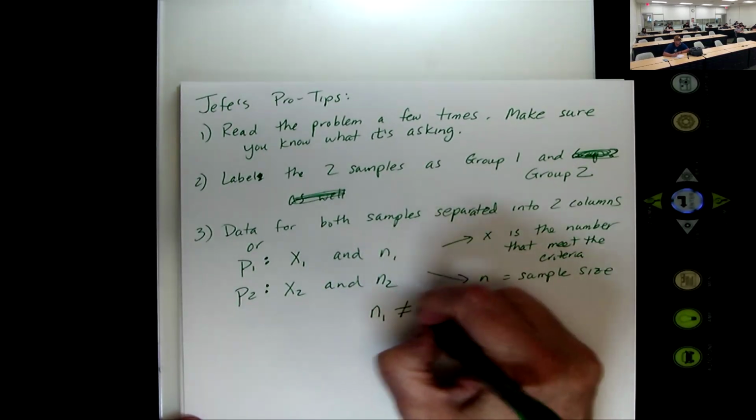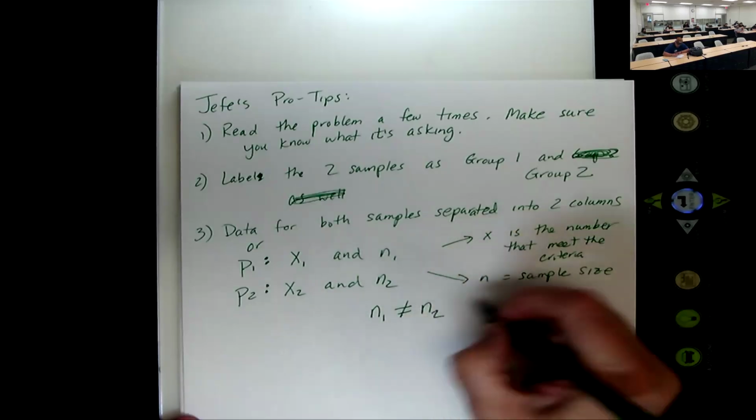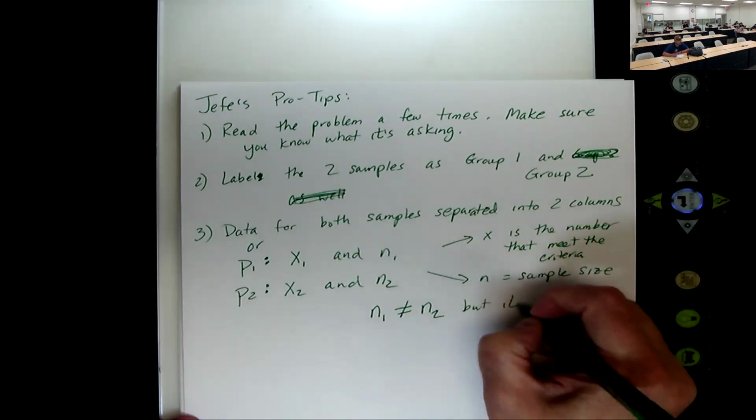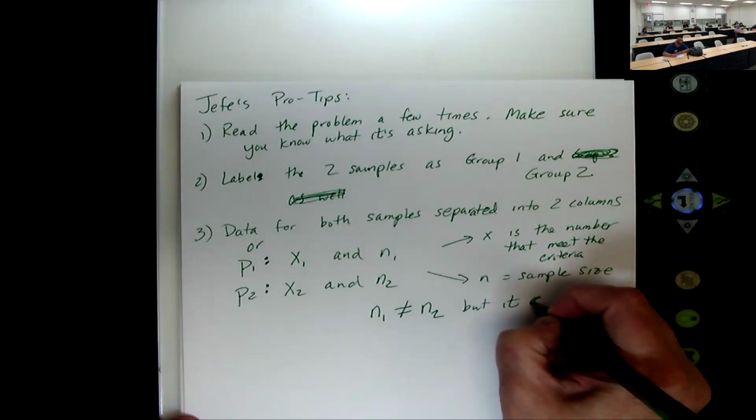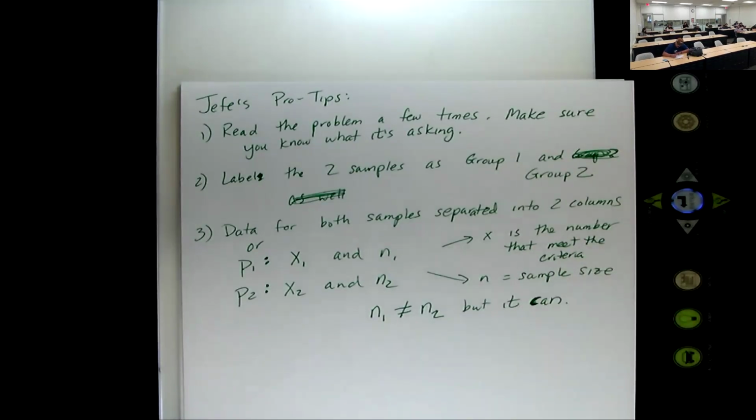N1 does not have to equal N2, but it can. When students do hypothesis testing and they decide to go for two groups, oftentimes they just want balance, so they ask the same number of people, but you don't need it.